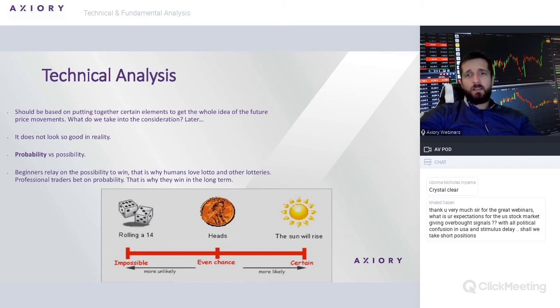What do we take into consideration later? I will show you in the last webinar from this cycle, when I will trade live myself, and I will tell you what parts of the technical analysis I use.